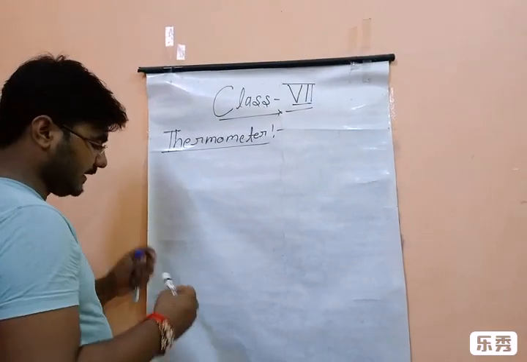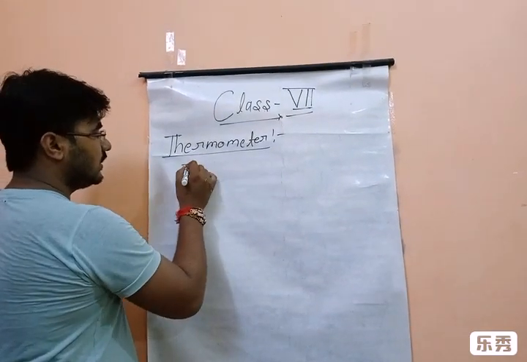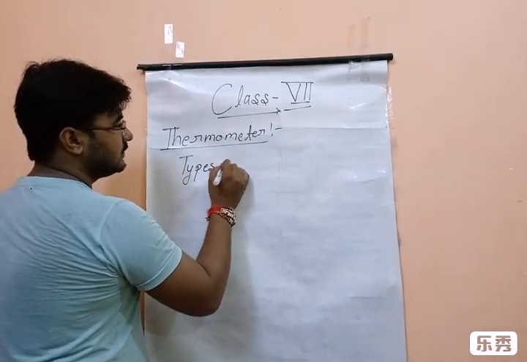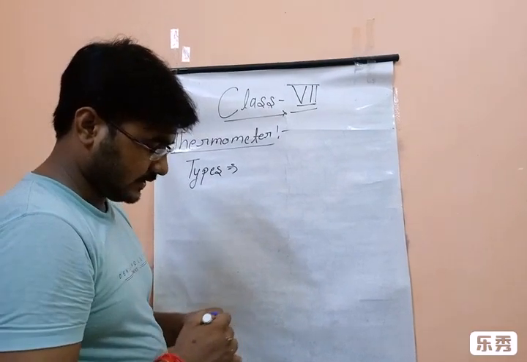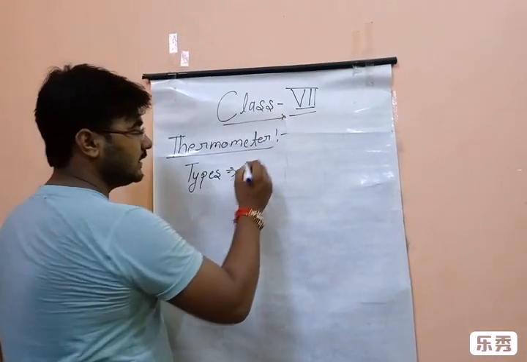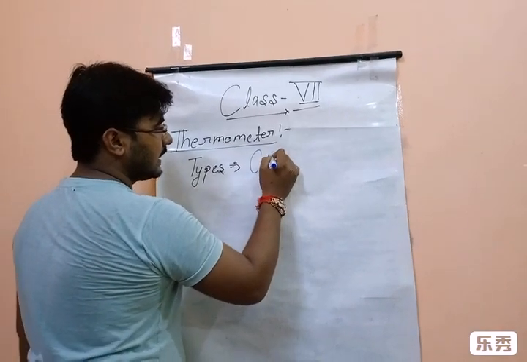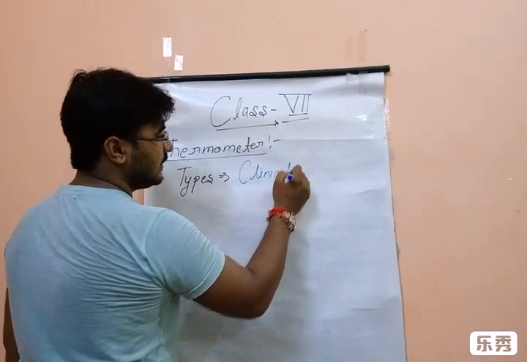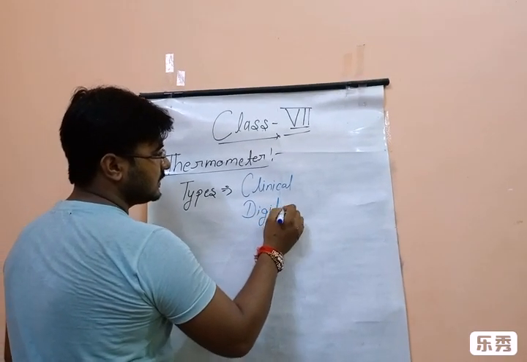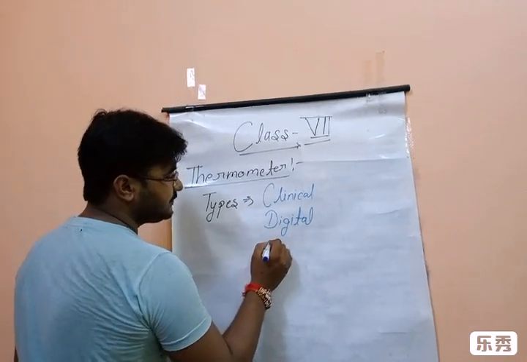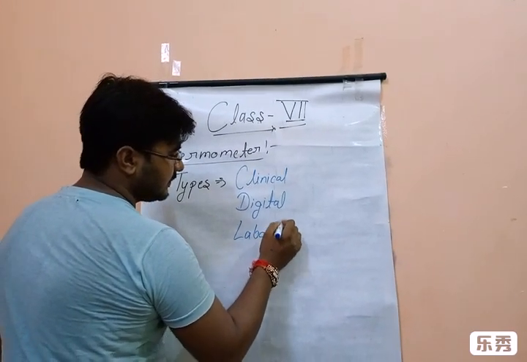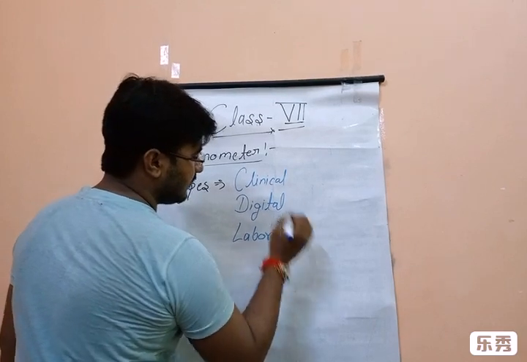So here it is written thermometer, and now types. There are three types of thermometer. I am writing the names. First one is clinical. Second one is digital. And the third one is laboratory thermometer. Okay.